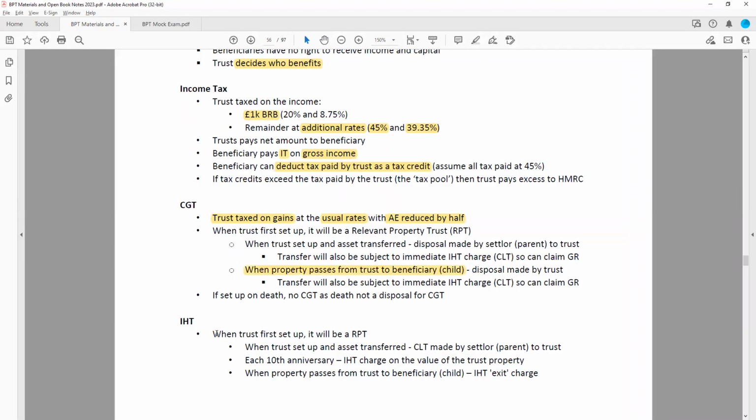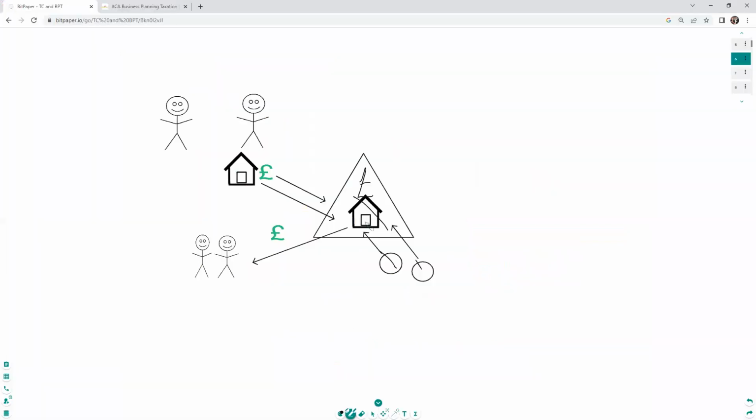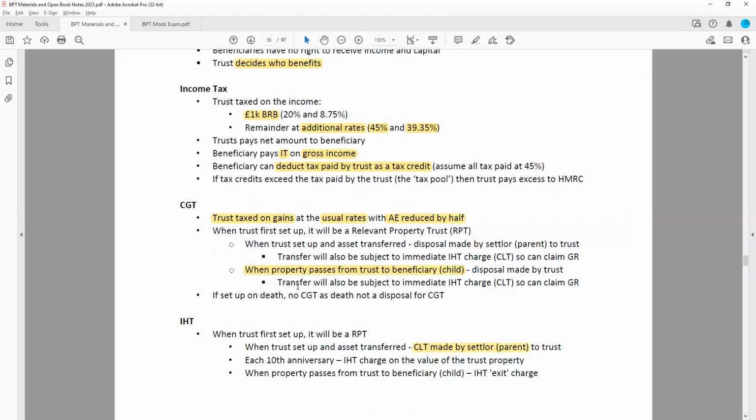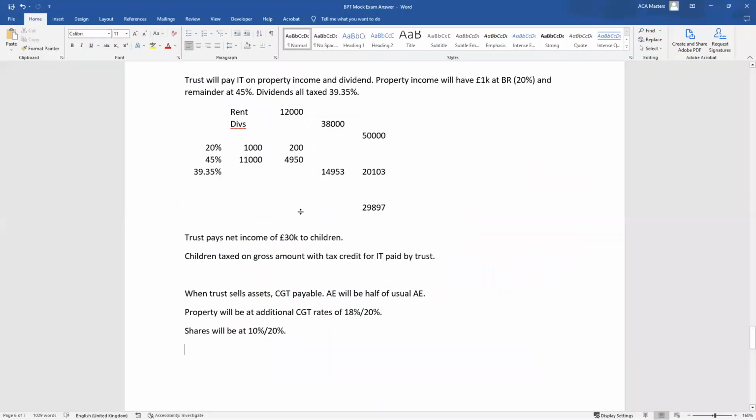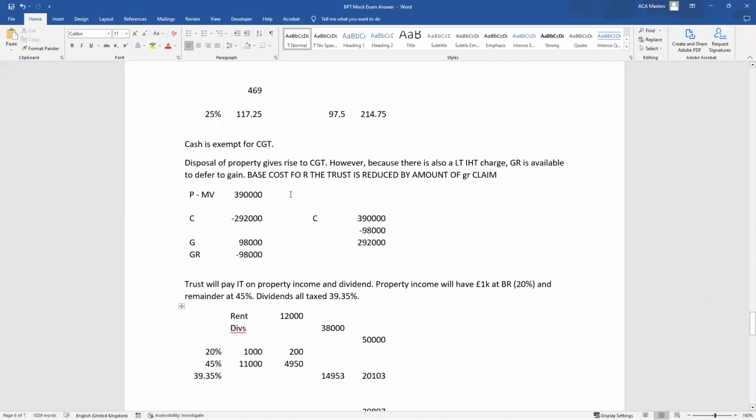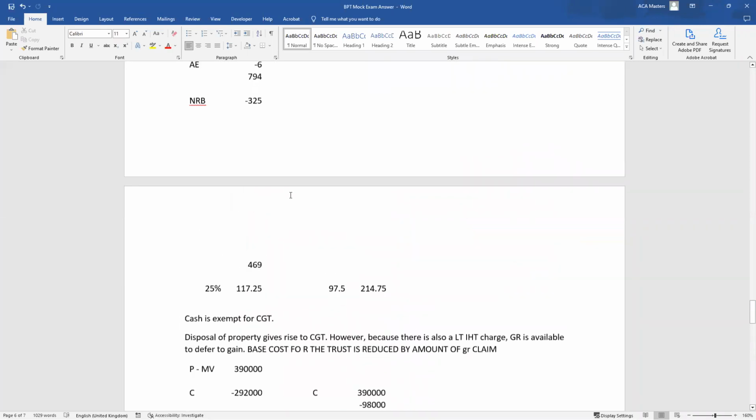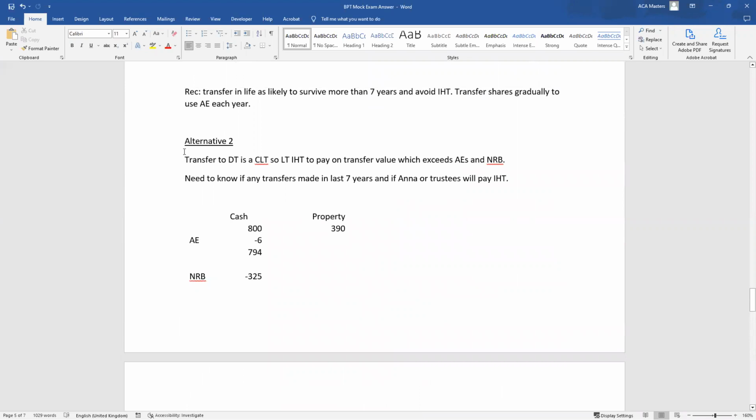So if we think about IHT, as we said, when the trust is first set up, it will be a relevant property trust. So when the trust is set up and the asset transferred, there'll be CLT payable by the parent, and we discussed that when it was transferred in. Now there'll also be IHT on every 10th anniversary. So we could have mentioned that. We perhaps should have mentioned that up here actually when we did the initial transfer.